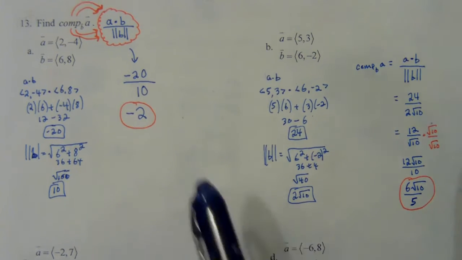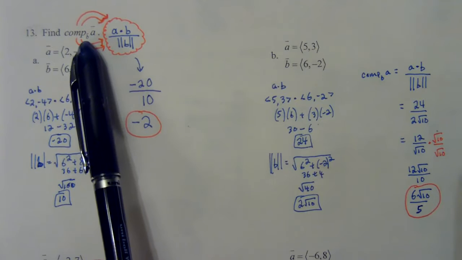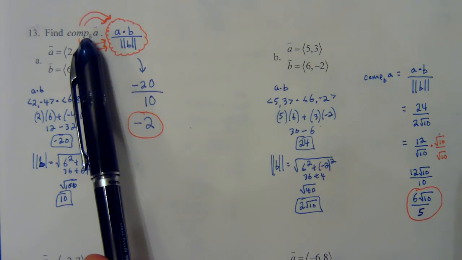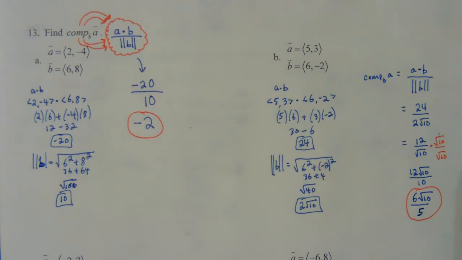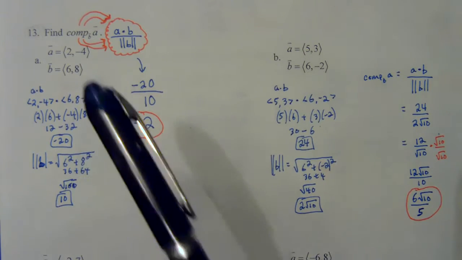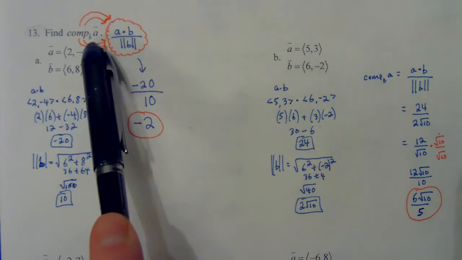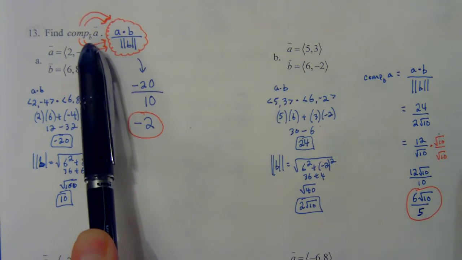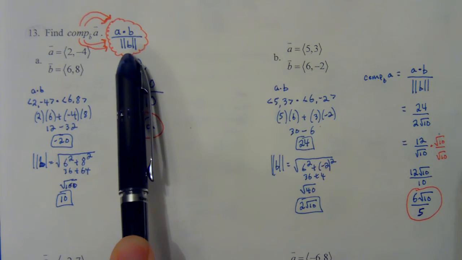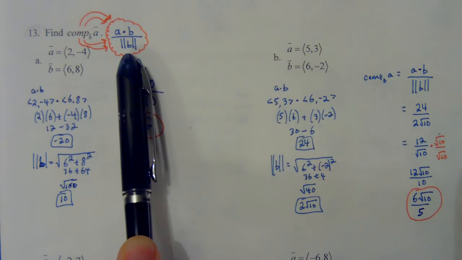Here we're talking about find the component of A along B. When you see that notation, it's a different formula than the cosine of theta between the two vectors. The component of A along B is just A dot B over the magnitude of whatever that bottom vector is. Whatever that little one on the bottom is, that's the one that you put on the bottom here. So you only need one of the magnitudes.